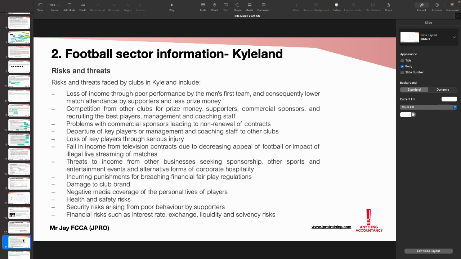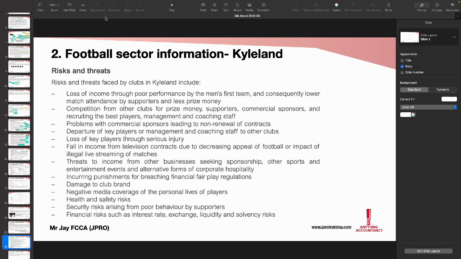Loss of income through poor performance by the men's first division, and consequently lower match attendance by supporters and less prize money. Now, this is a big issue. Should you stay focused on the men's first division itself? You may want to consider other divisions. Now, competition from other clubs for prize money, supporters, commercial sponsors, recruiting the best players, management, and coaching staff. Your coach, your manager, and also your players can get recruited out. Okay, problem with a commercial sponsor leading to non-renewal of the contract.